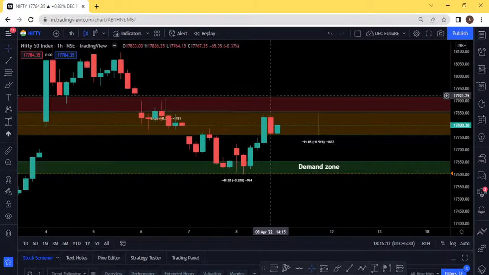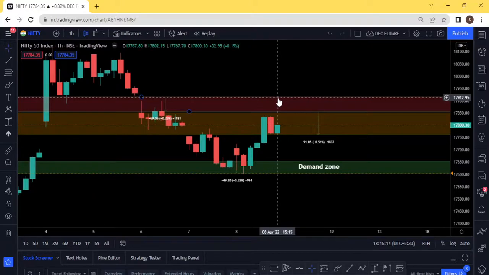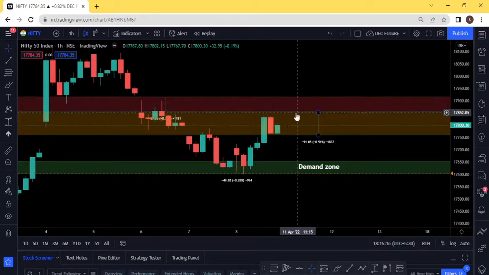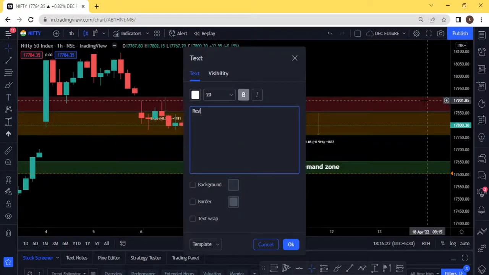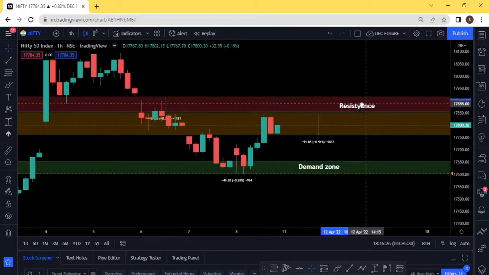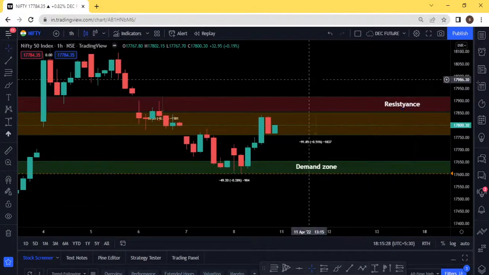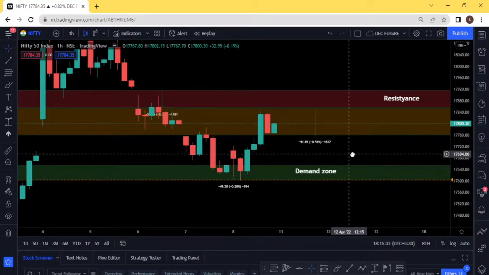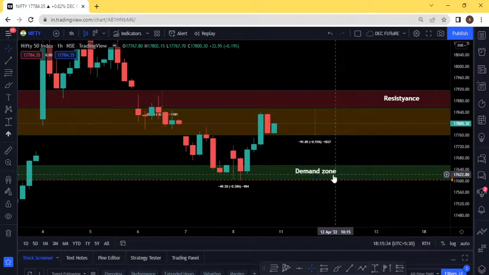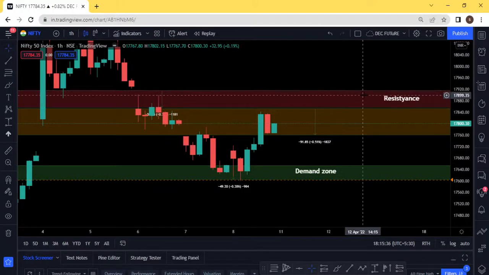Now I also have marked this level around 17,900 to 17,850 as my resistance level. I'm going to mark it and write it as resistance there, right? If there is some spelling mistakes, please do forgive me, because while I'm making the video, I'm writing, so it is difficult to keep changing it, right? So this is my demand zone, this is my resistance zone as of now.